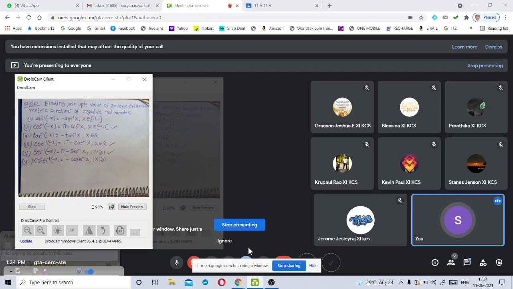Do you remember these points, my dear children? Do you remember these formulae? Yes, sir. I told you to memorize these formulae well. Have you memorized these formulae well? Yes, sir. Now come to exercise 1.